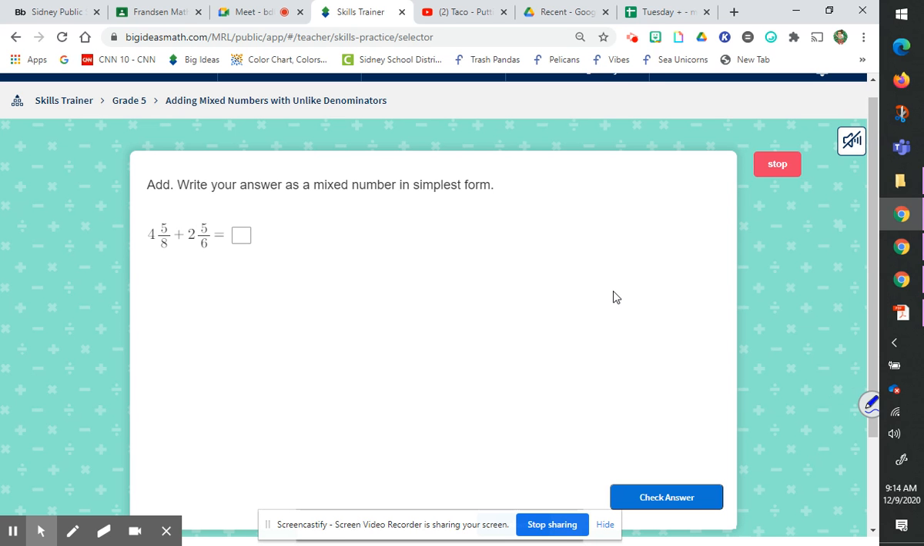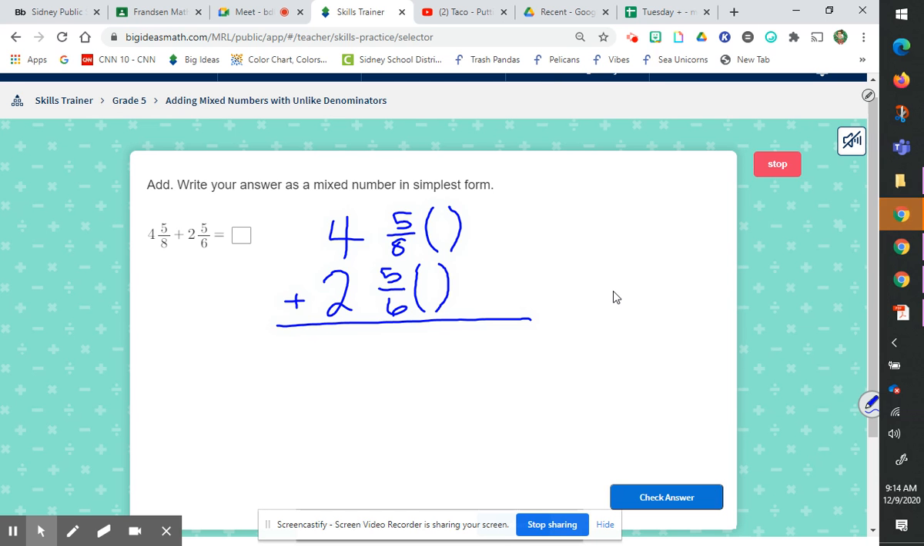Okay, I'm going to go ahead and start for us here. 4 and 5/8. Then you have 2 and 5/6. And we're adding again. Right here, I see an 8 and I see a 6. If I think about an 8, I know 8, 16, 24. Boom. 24 is the number that I would like to get to. 24, 8, and 6 both have in common.